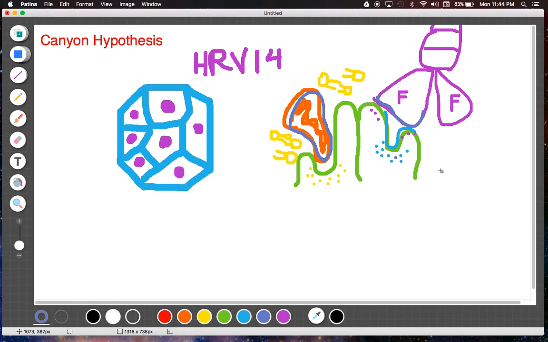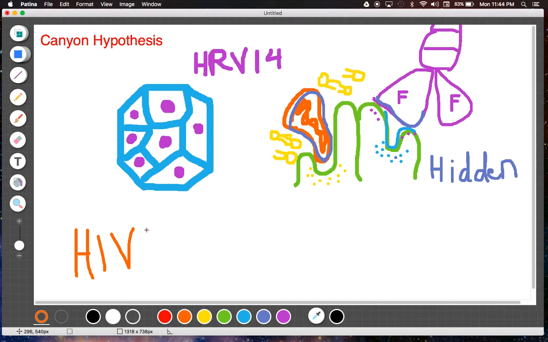So the virus is basically hidden from the host cell's immune system. And obviously this is very beneficial for the virus because it enables it to be more virulent and infect the cell for a longer period of time. So this is a very plausible hypothesis, the canyon hypothesis. It's not only been seen in the human rhinovirus, but it's also been seen in human immunodeficiency virus, or HIV.